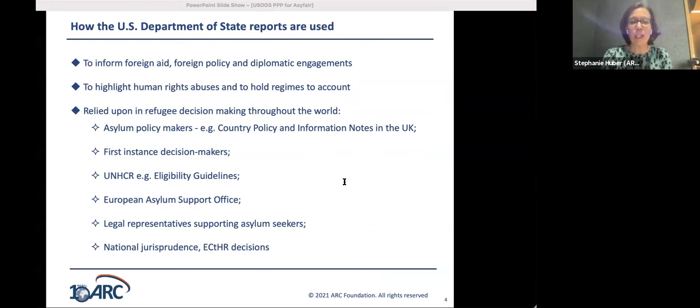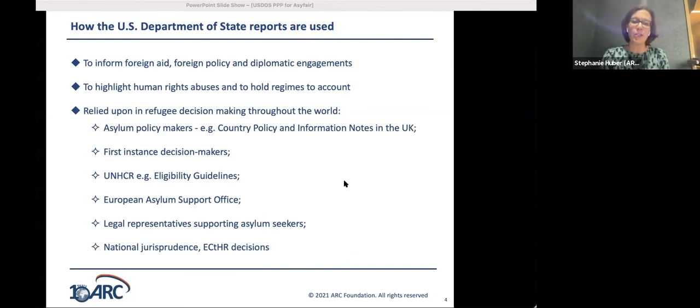And as some of you may know, it also carries a lot of weight in the refugee status determination processes throughout the world. The reports are relied upon by COI researchers like myself, by asylum policymakers, UNHCR, for example, in their eligibility guidelines, the European Asylum Support Office, persons claiming asylum and their legal representatives. They're also assessed by state refugee decision makers and immigration judges. So whilst the government source may have particular political imperatives, the user-friendliness of these reports means that they're often the go-to source for first instance decision makers and legal representatives alike.